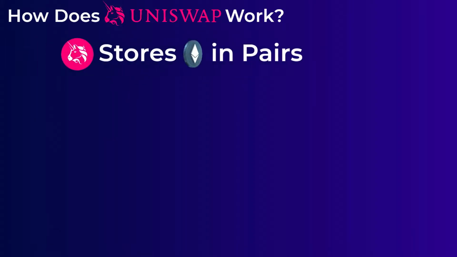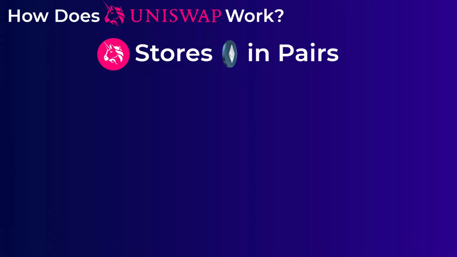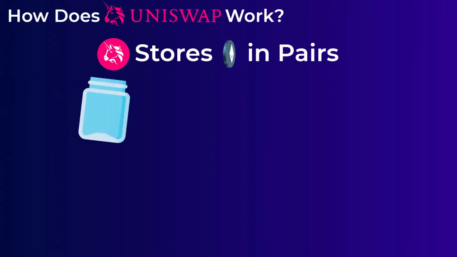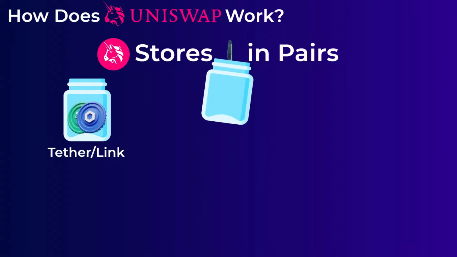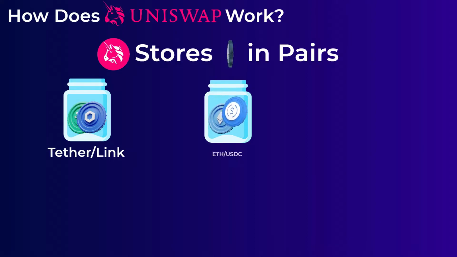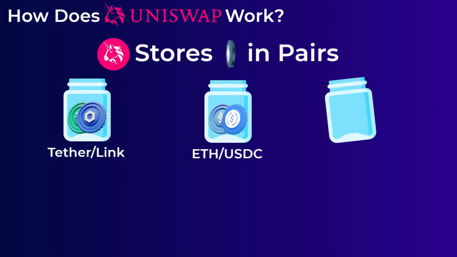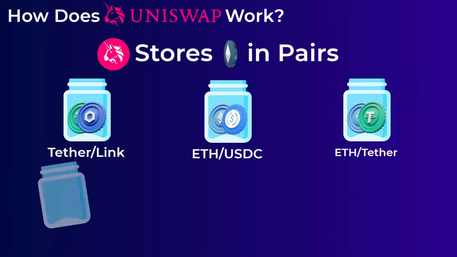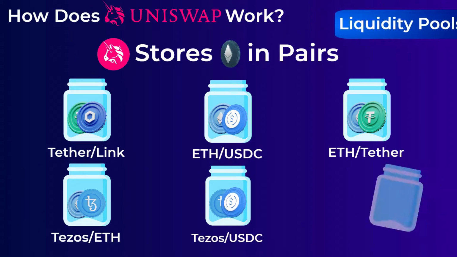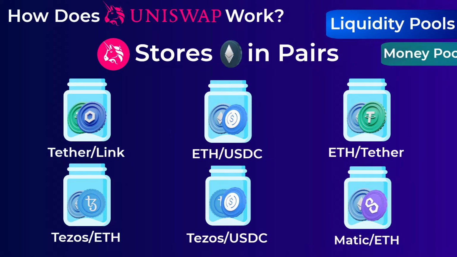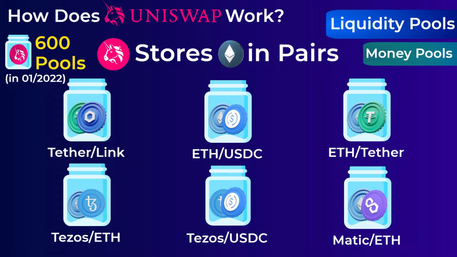Let's now go deeper into how Uniswap actually works. As we have said, Uniswap stores a lot of Ethereum tokens, but the thing is, it stores these tokens in pairs. So you have a container that contains a lot of Tether and Link tokens, and you have another container containing Ethereum and USDC, and another one for Ethereum and Tether. Each pair of Ethereum tokens has its own container. These containers are called liquidity pools, which basically means money pools. Currently, Uniswap has more than 600 liquidity pools for different tokens.